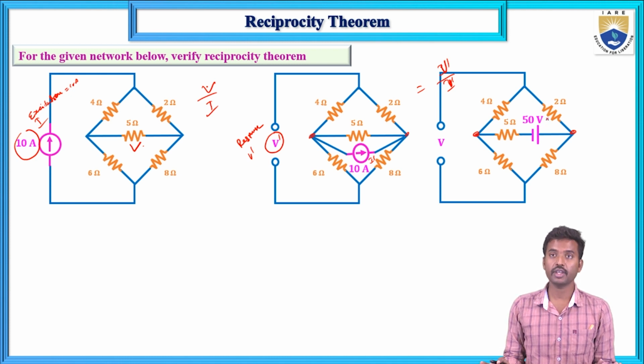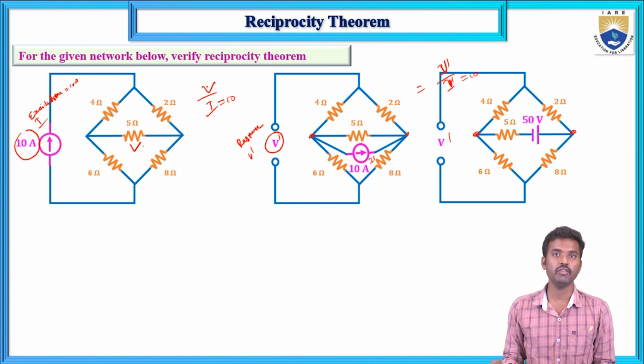Now this circuit and this circuit are the same if we use the source transformation technique. For this circuit, the excitation is the current, which is 10, and this we need to determine. In this case too, the excitation is 10 amps, and the response, V dash, we need to determine.